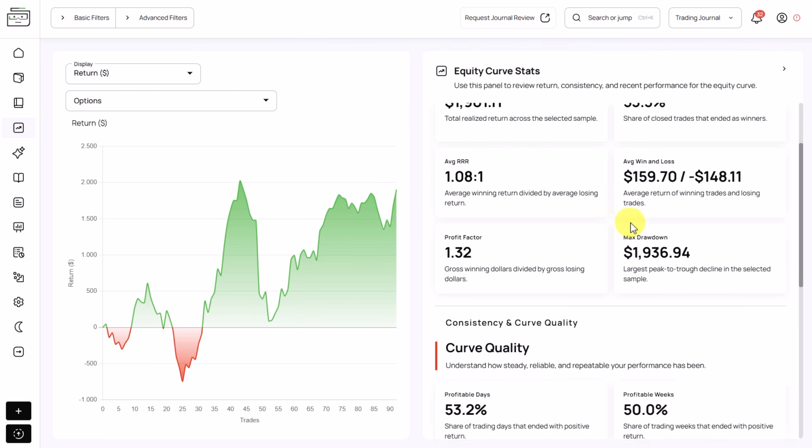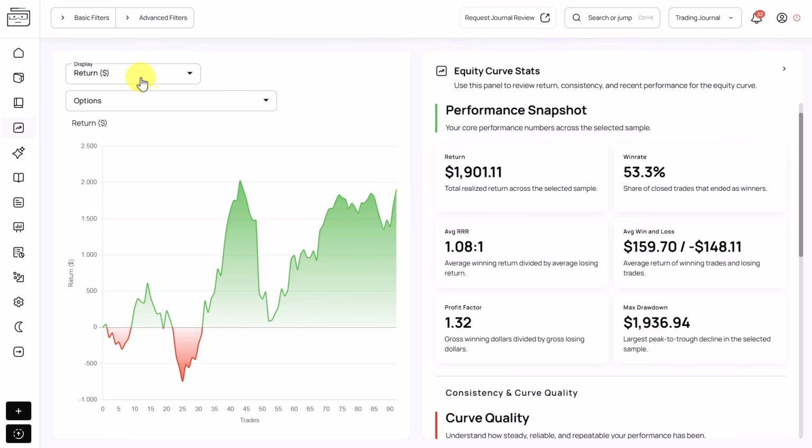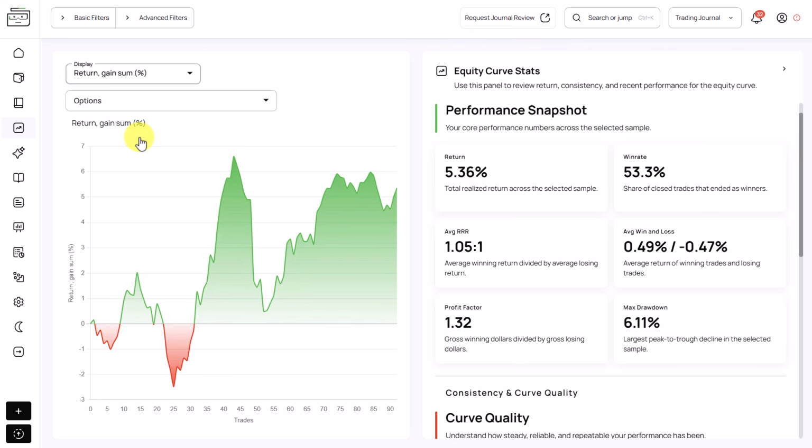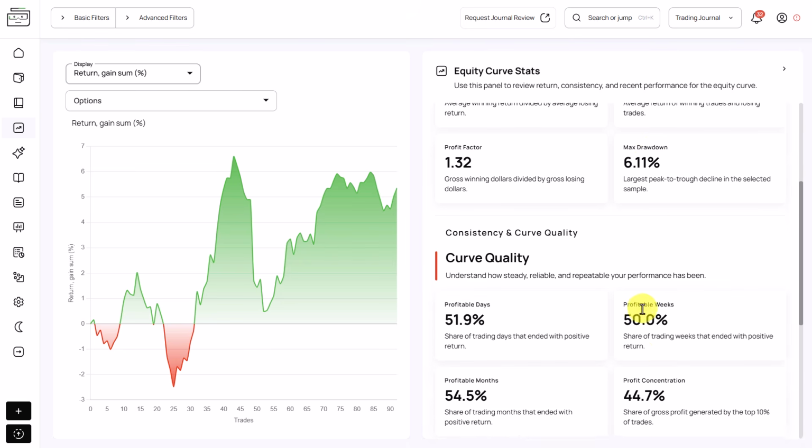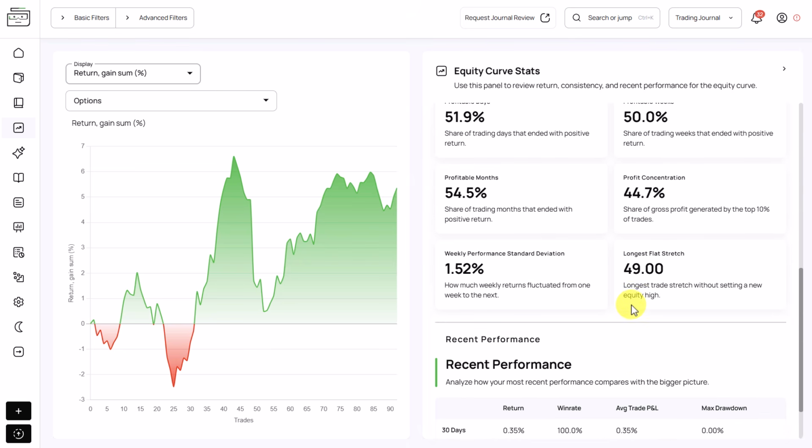Of course, all of those statistics will adjust when you switch here to display. Currently, it's showing in your account currency, but of course, we can also turn it into a percentage. And then the return is here in percentage, the average win-loss, the max drawdown, and also other metrics will change.